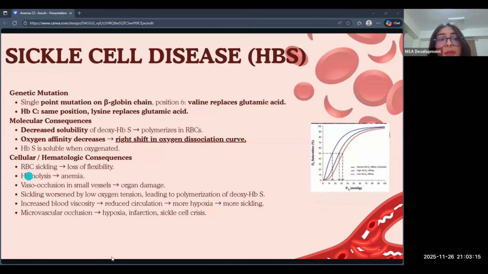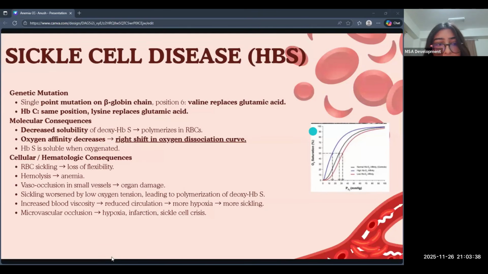Okay, now what does this cause? So there can be RBC sickling, which is basically loss of flexibility, because as you can see, they're sickle shape, right? They're rigid, they're sickle shape, and they can get trapped. Once they get trapped in the vessels like this, it can cause a vaso-occlusive crisis, and it can also cause organ damage. So sickling is worsened by low oxygen tension.